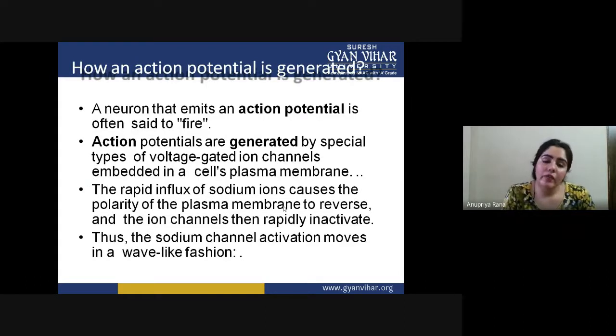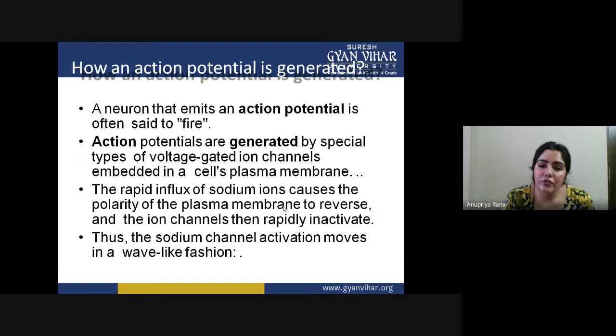Now, how do we generate the action potential? A neuron that emits an action potential is often said to fire. So if the very first neuron gets information from somewhere and wants to transfer that information to another neuron in the central nervous system, the neuron that transfers that information is said to fire.